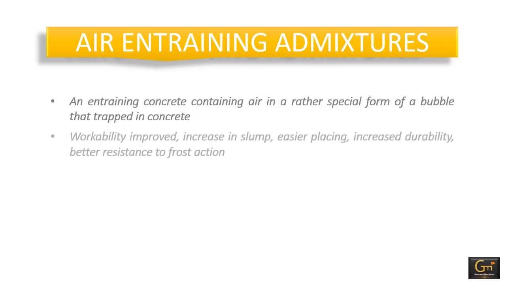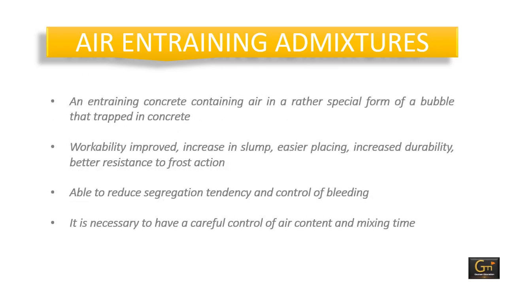Now what are air entraining admixtures? These are generally used to improve workability, ease of placing, increase durability, give better resistance to frost action, and reduce bleeding. The common air entraining agents are natural wood resin, neutralized vinyl resin, polyethylene oxide polymers, and sulfonated compounds. It is used to improve the workability and increase the slump. It is able to reduce the segregation tendency and control bleeding.